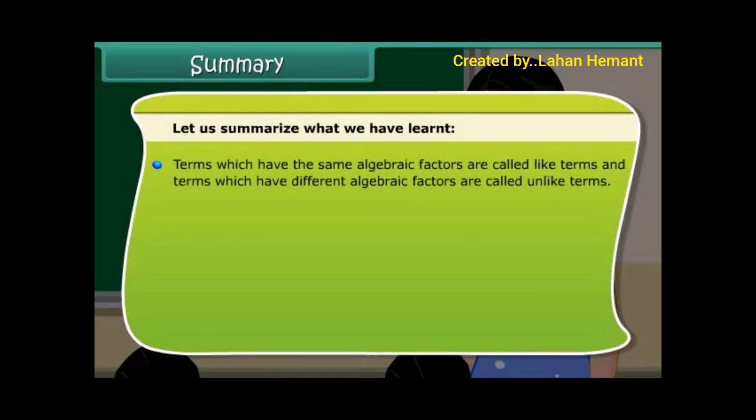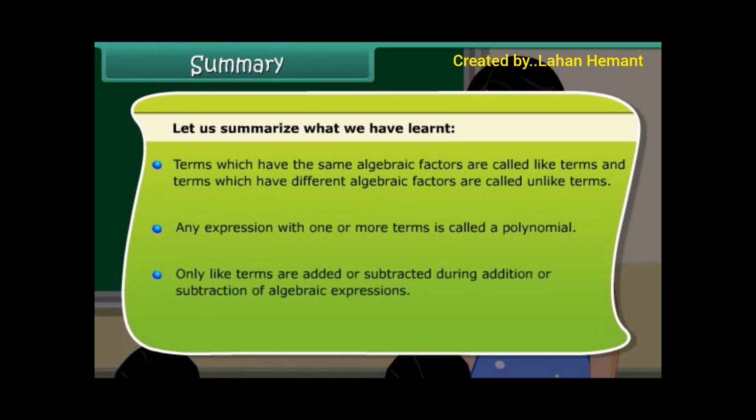Terms which have the same algebraic factors are called like terms, and terms which have different algebraic factors are called unlike terms. Any expression with one or more terms is called a polynomial. Only like terms are added or subtracted during addition or subtraction of algebraic expressions.